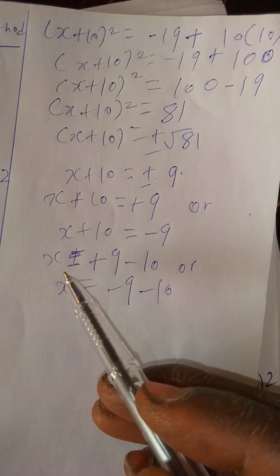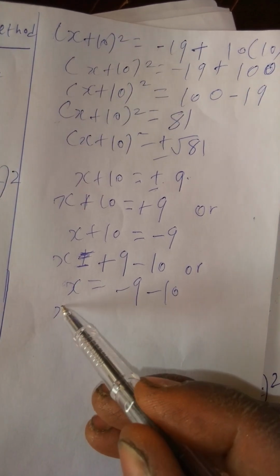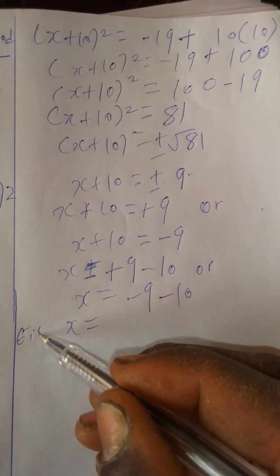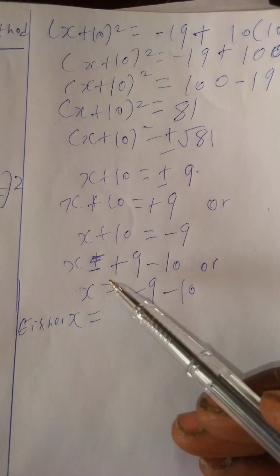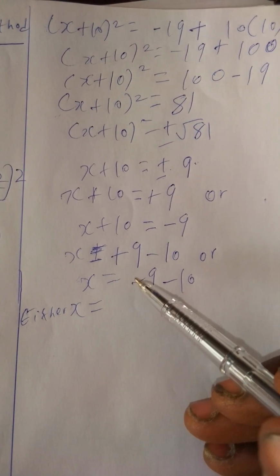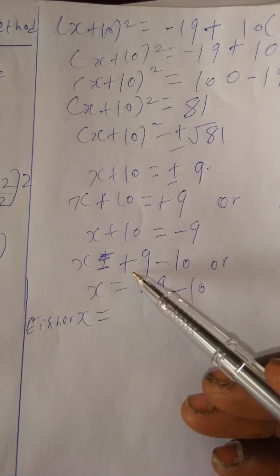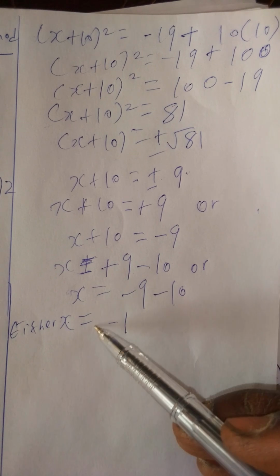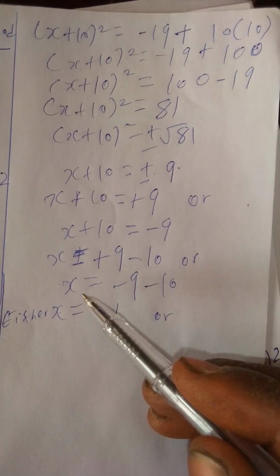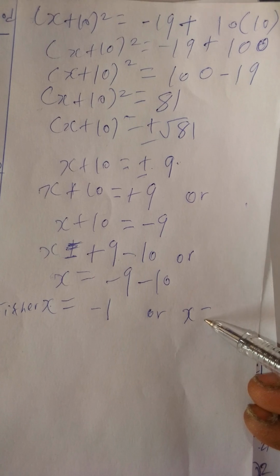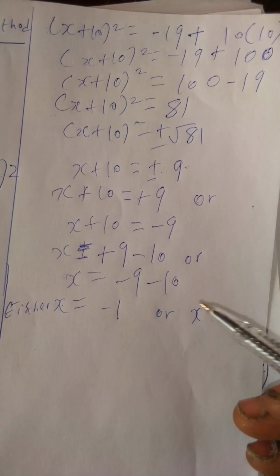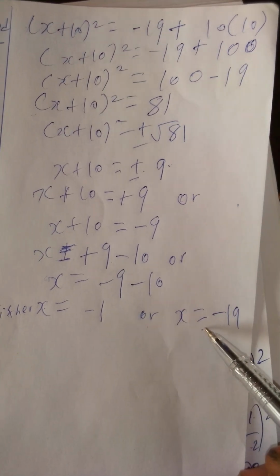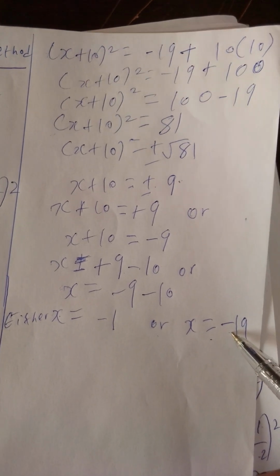Are you following? So from here we have either x equals 9 minus 10, which is minus 1, or x equals minus 9 minus 10, which is minus 19. So x equals to minus 1 or x equals to minus 19. That's the root of the quadratic equation.